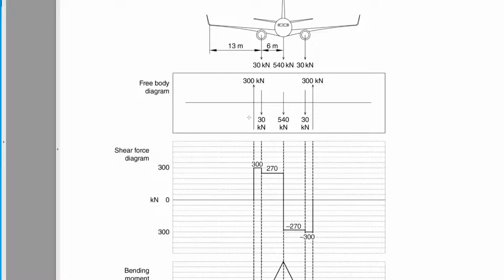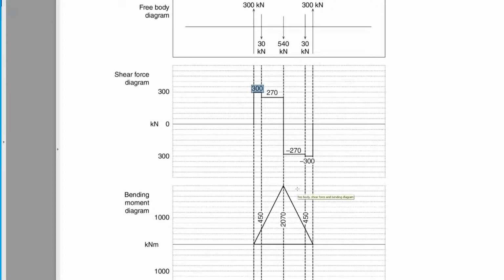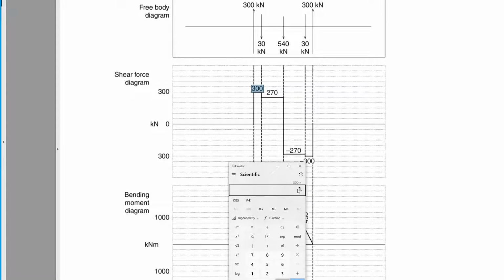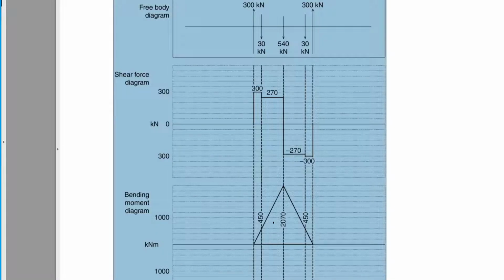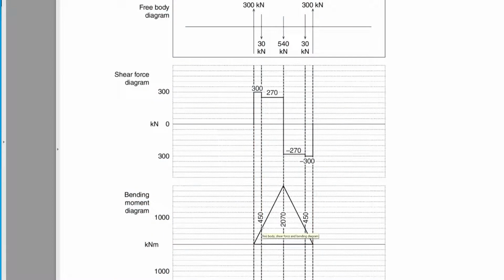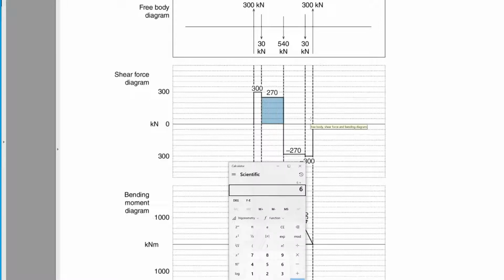Does that make sense? Yep. Okay, good. So what we're saying is that this is 300 times 1.5. 300 times 1.5 equals 450, right? And that gives us our number here, 450. And then what we're going to do is take this block, and this block is 6 times 270. 6 times 270, right? And that's this big number.